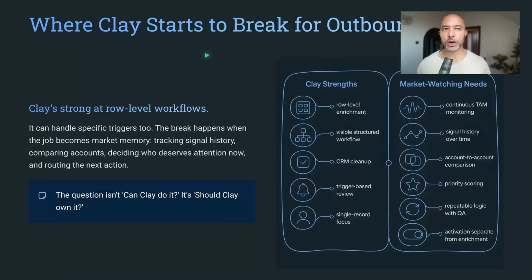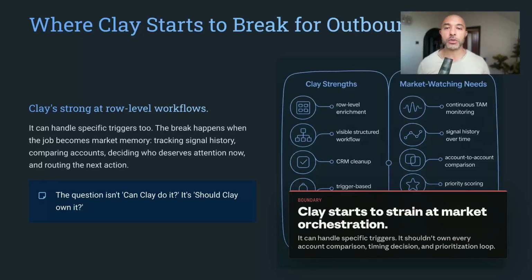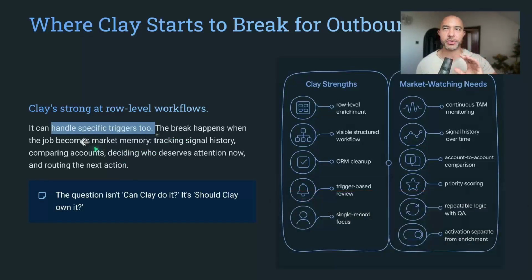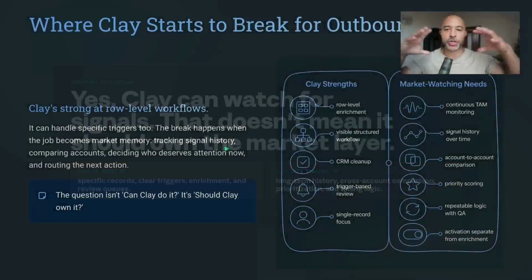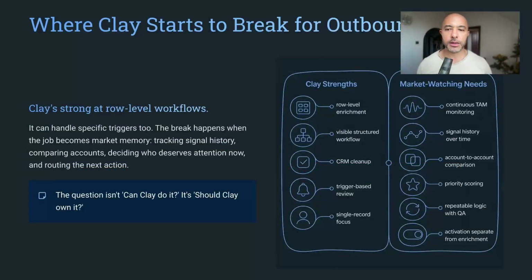So where Clay starts to break is at the overall GTM motion orchestration layer. Clay can handle specific triggers. It's just that when it comes to monitoring your whole total addressable market for signals and then orchestrating when to reach out and when to prioritize certain accounts, plus comparing those accounts against other accounts and basically deciding who needs attention right now, that's where I like to use tools more like Codex or Claude Code, more orchestration capable tools.